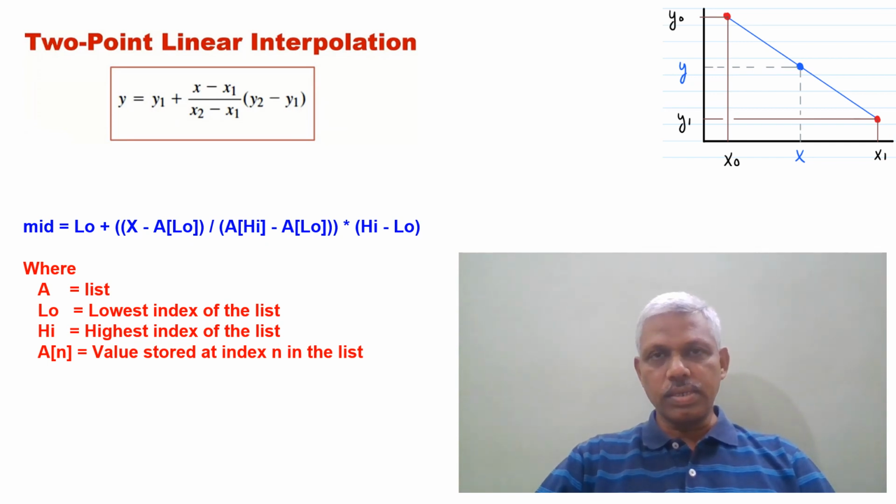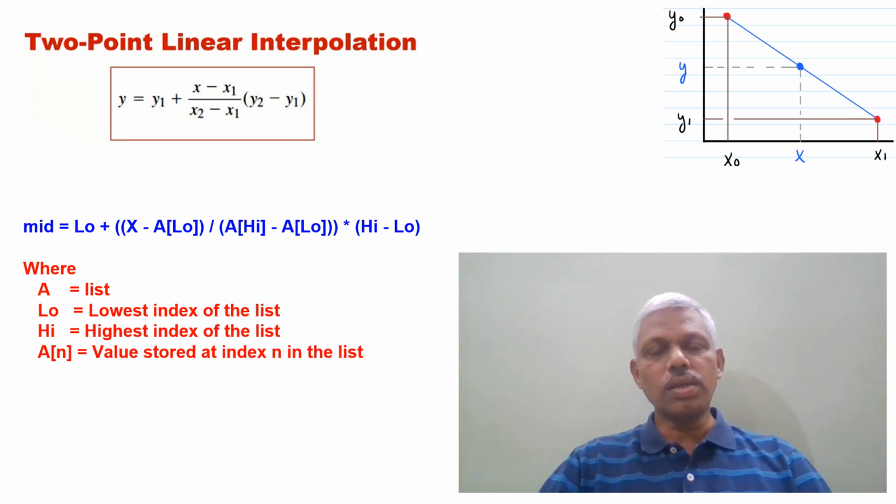What this formula tells us is the ratio between the required value x with respect to array of low, by the total width of the array, a of high minus a of low. This gives you the fraction of the subarray where it lies, and this fraction is multiplied with high minus low, which gives the length of the subarray, so that we know where the required value may lie.